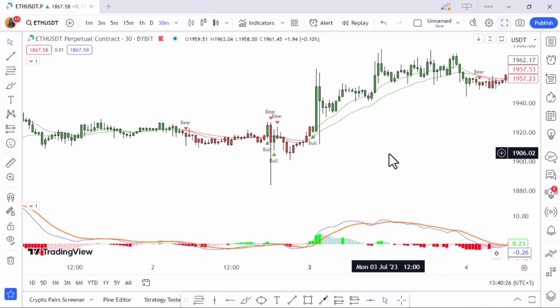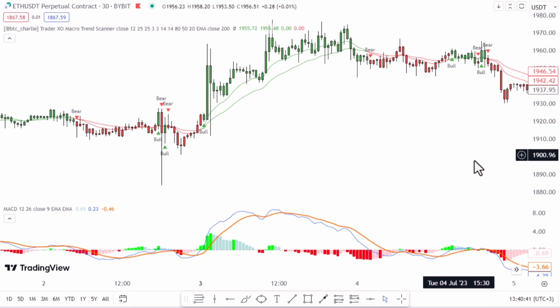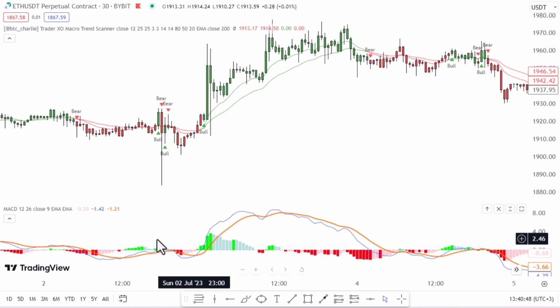A quick pause here. If you don't know the whole concept of MACD, I highly recommend checking my previous video on MACD, which I described everything you need to know about this amazing, precise indicator.